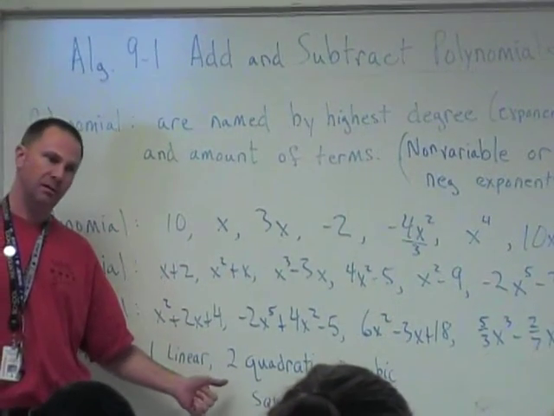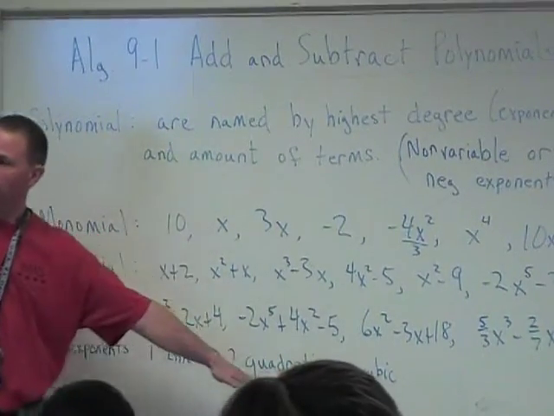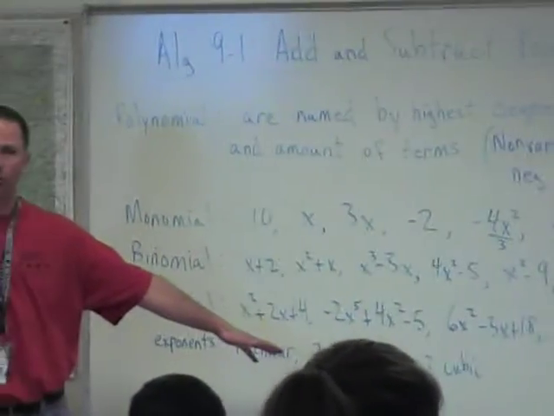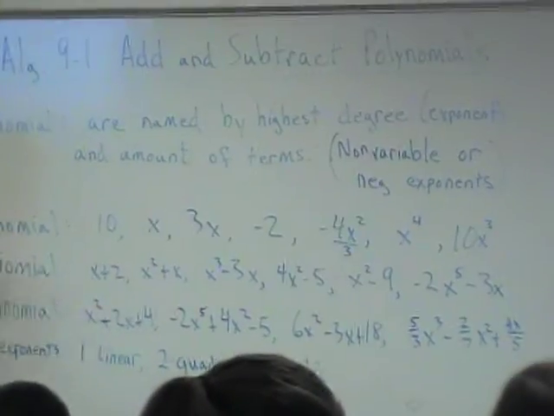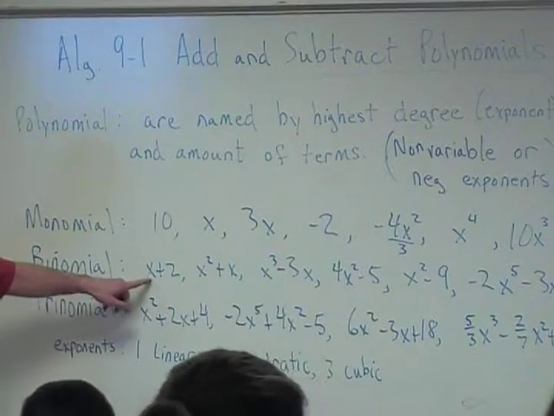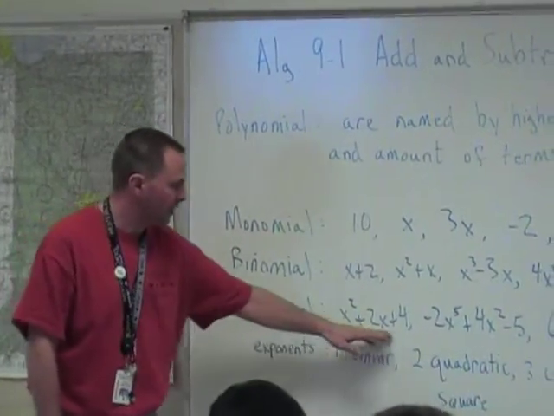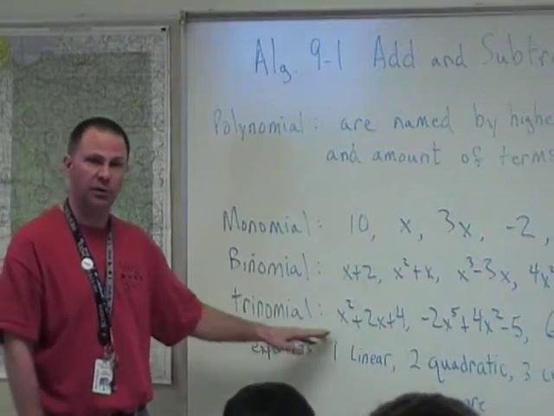This is a 2nd degree polynomial. This is a 3rd degree polynomial. But you'll see these vocabulary words. So that's a little bit about what we have here. This is a linear binomial. That's what this would be labeled. This is a quadratic trinomial, or a square trinomial.